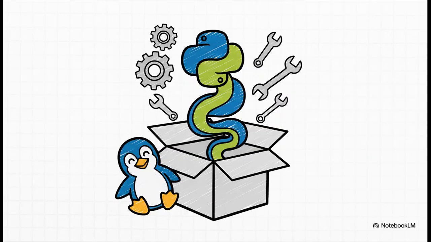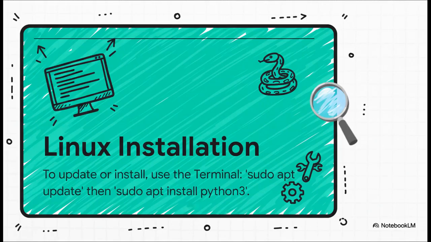And now for our Linux crew, I've got great news for you. You probably already have Python installed. Most Linux distributions, or distros, come with it right out of the box because a lot of the system itself actually uses Python to run. But you'll want to make sure you have the latest and greatest version. So just open up your terminal and run two quick commands. First, type sudo apt update to refresh all your software lists. Once that's done, type sudo apt install python3. That's it. Your system handles the rest.